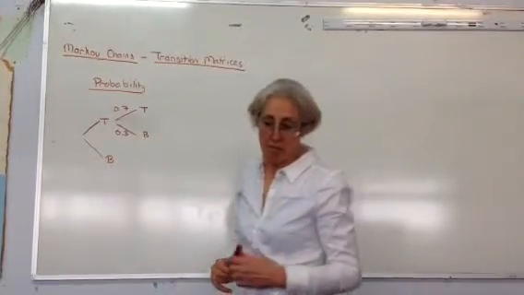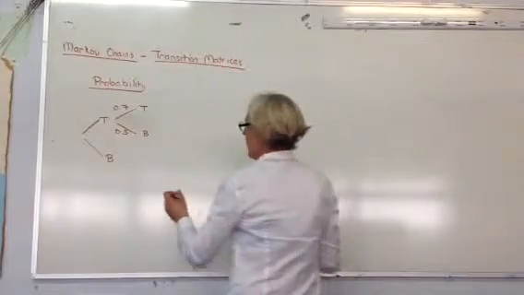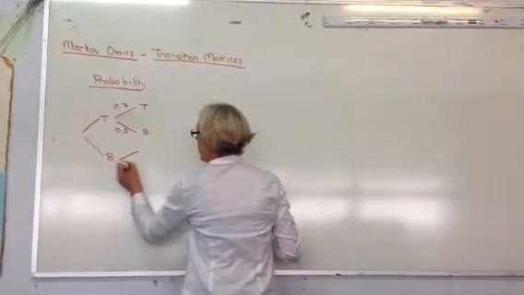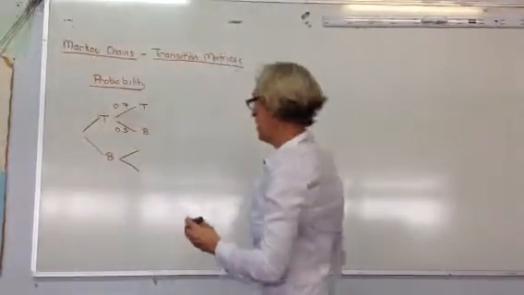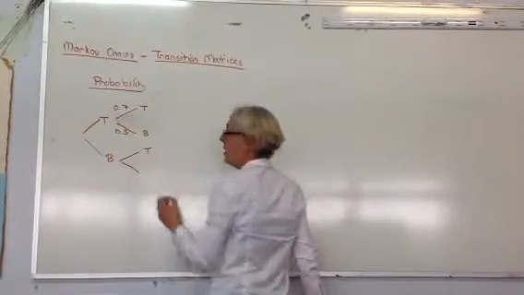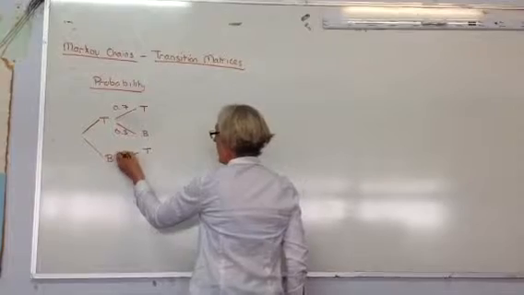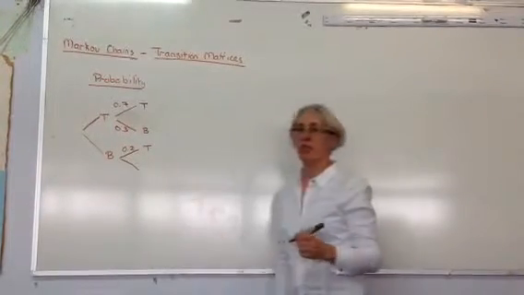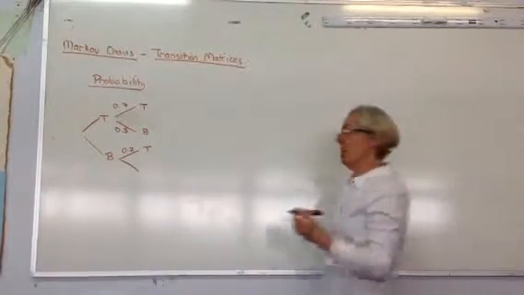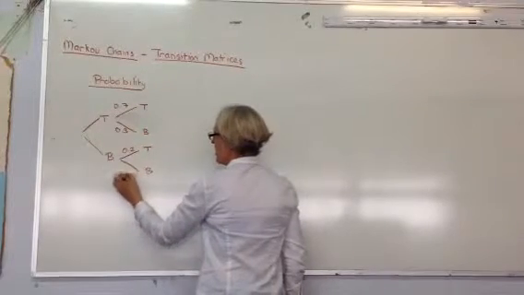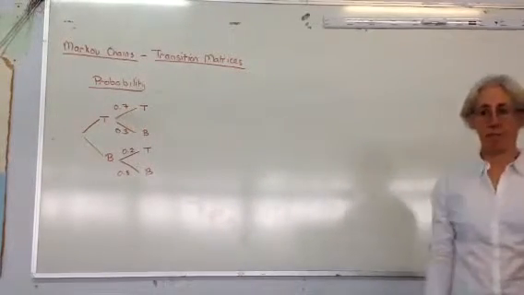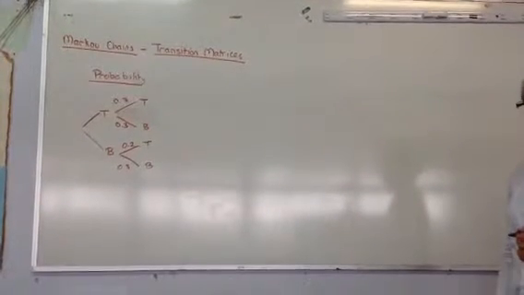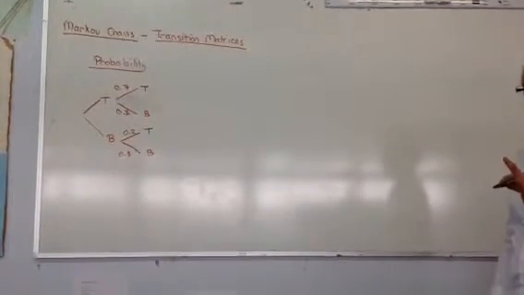If you choose to go by bus, then you might choose the next day to either go by train or by bus. Now, if you go by bus, the next day you might choose to go by train 20% of the time, and you might choose to go by bus 80% of the time. Alright? So far so good? So this is a tree diagram.